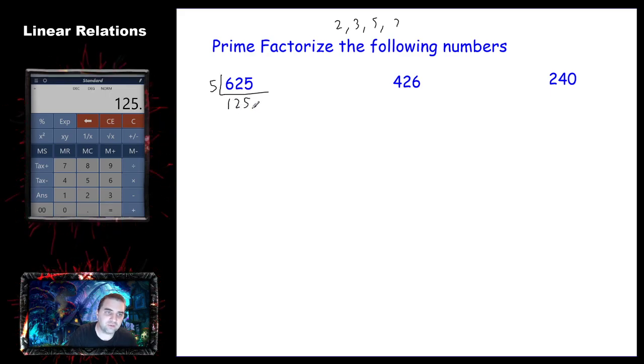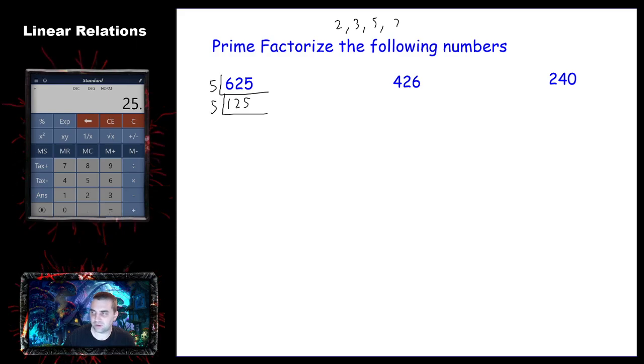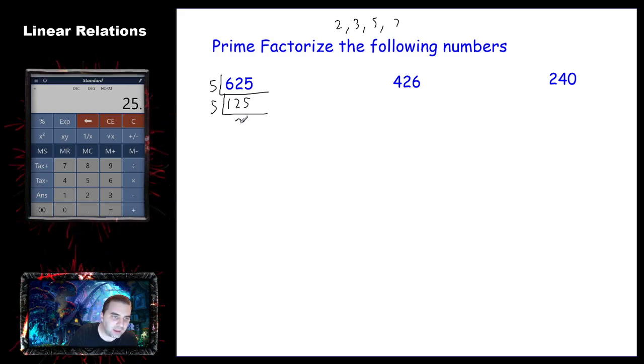Hey, look, that one ends with a 5 again, so let's do it again. Divide by 5. Well, if I divide that by 5, I'm going to get 25. Yeah. And that's a more familiar number. I don't need a calculator anymore.